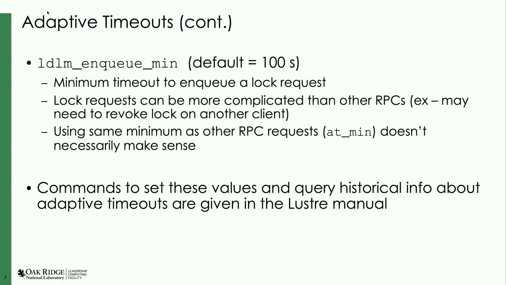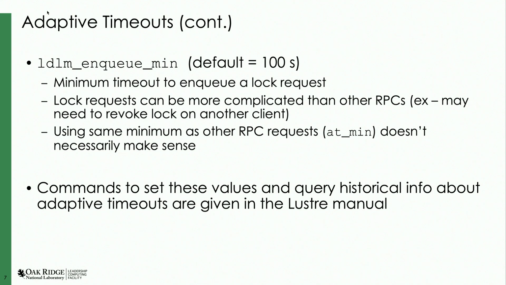The third parameter, LDLM enqueuemin param, is the minimum timeout to enqueue a lock request. Lock requests in Lustre can be more complicated than other RPCs. If a client requests a lock that's held by another client, then the server has to go through the process of contacting the other client, telling it, I need your lock back, giving it time to complete any outstanding IO requests, return the lock, and then notify the new client that it has received the lock.